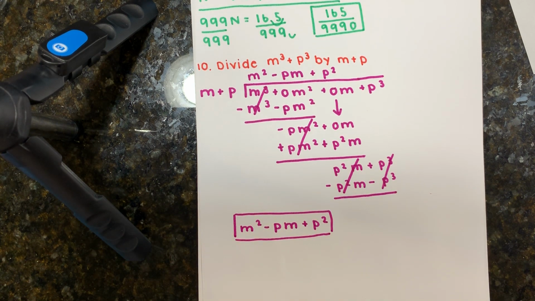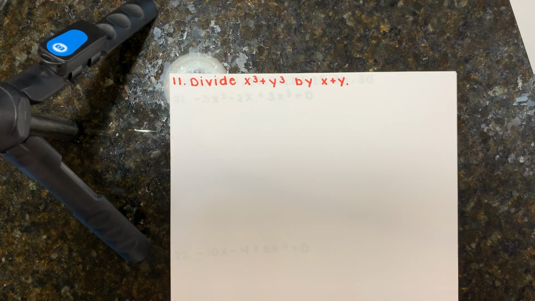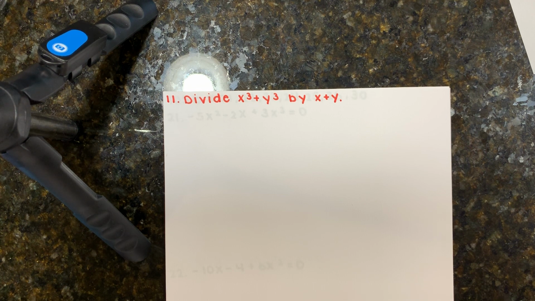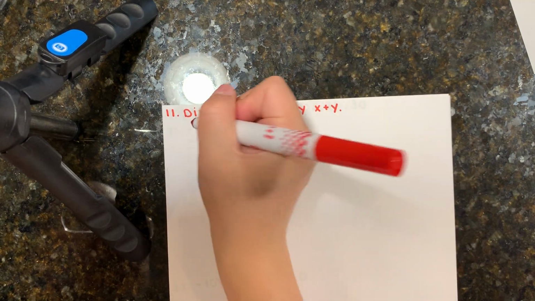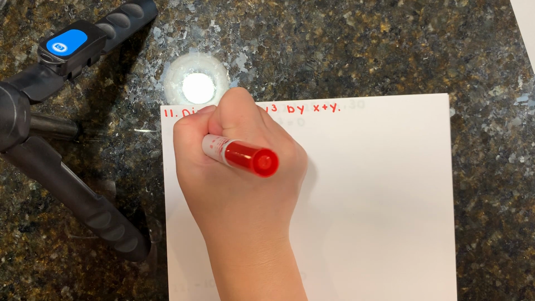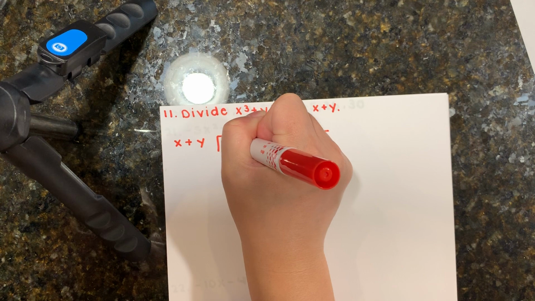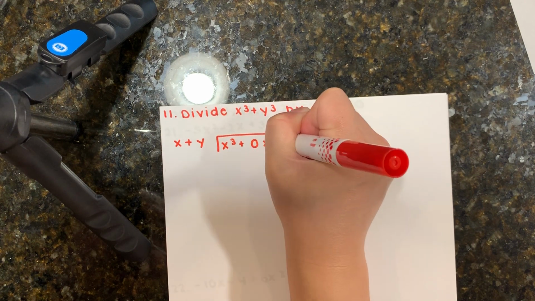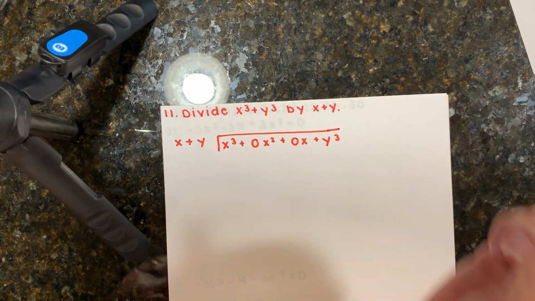Okay, and we're going to do the same thing for number 11. So for number 11, it's pretty much the same problem. Actually, it's almost exactly the same problem. Let me make sure I wrote that down right. So it's x cubed plus y cubed. Well, your answer is going to be almost exactly the same, except with x and y. So I'm going to have x plus y. I'm dividing this by x cubed is my first term. Leave a space for the x squared term. Leave a space for the 0x, and then add the y cubed at the end.